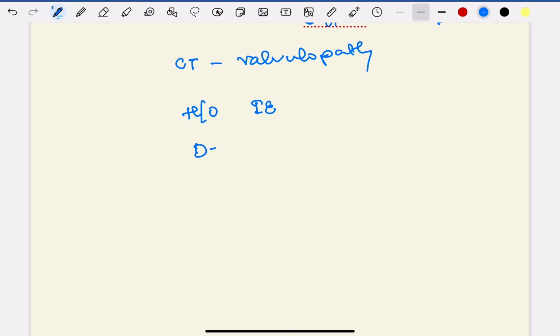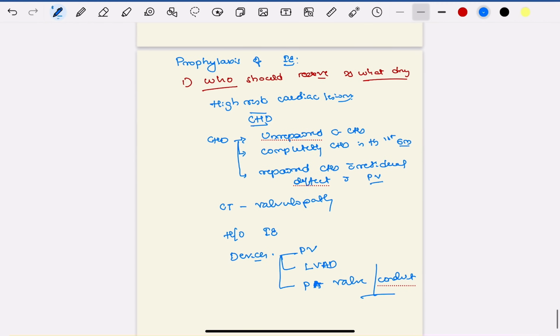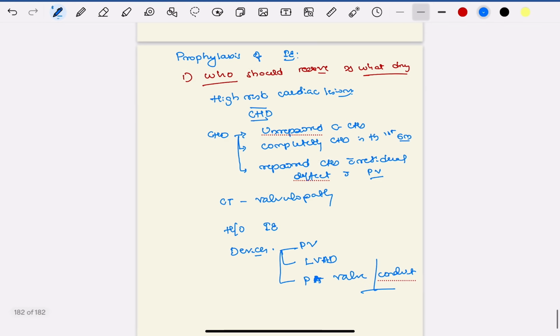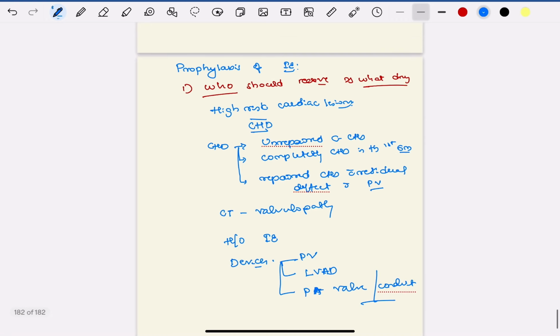And D stands for devices. Devices are nothing but your prosthetic valve or left ventricular assist devices, or pulmonary artery valves or conduit placement. So all these conditions constitute high risk cardiac lesions in which you have to give infective endocarditis prophylaxis. So the mnemonic is CHD. C stands for congenital heart disease, and C also stands for post cardiac transplant valvulopathy. H stands for history of infective endocarditis. D for devices. So in these patients you have to give infective endocarditis prophylaxis.